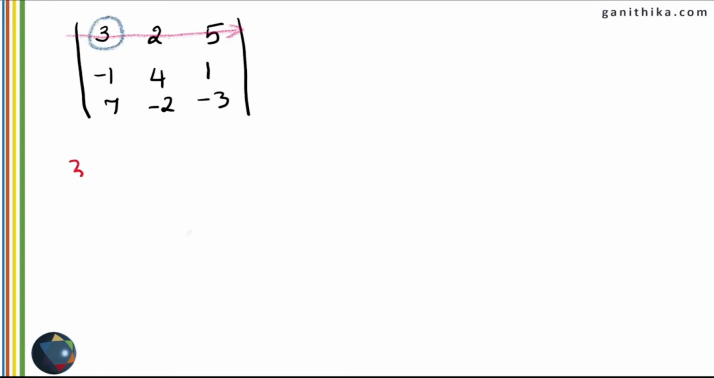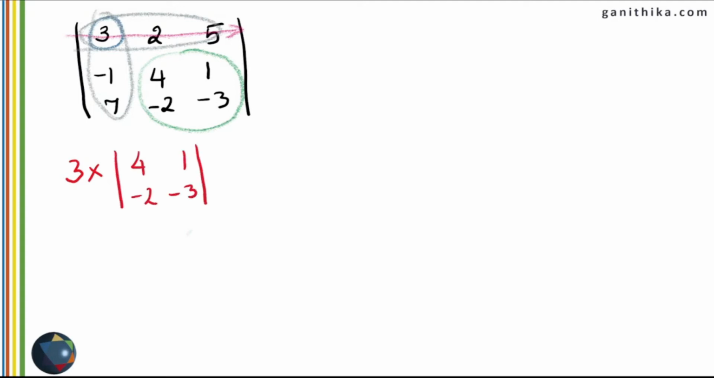Now 3 should be multiplied with what? In this case, we have to remove the numbers in the column and the row that the 3 is present in, and use the remaining 4 numbers, make them into a determinant and multiply with this 3. And this determinant should be in the same order of the numbers that is given in the question. Now subtract. Go to the next number in the first row, which is 2 here.